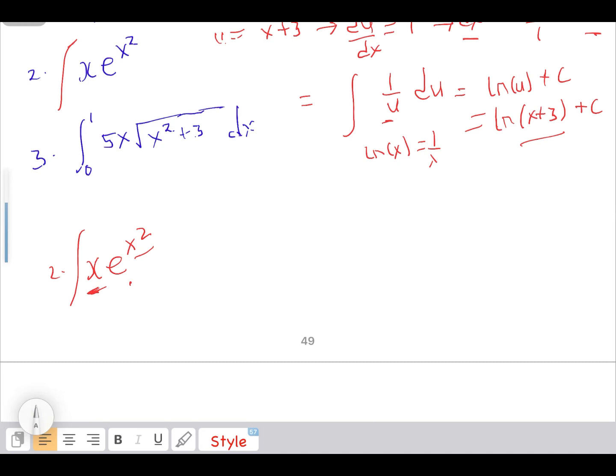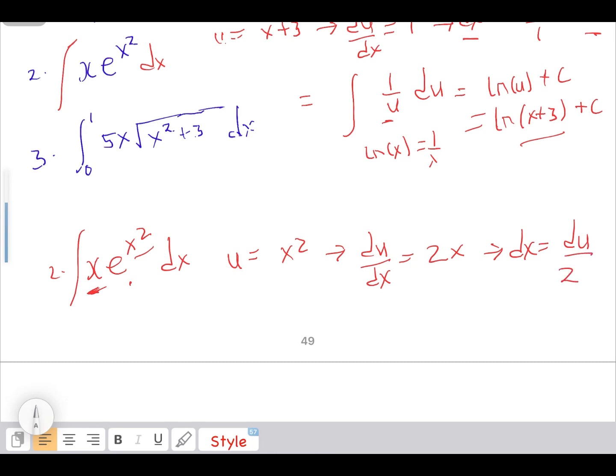So in doing so, we can say let our u equal x squared, and therefore our du dx is equal to 2x. Making dx the subject, because remember that there's a dx here, I forgot to bring it. So we can make dx the subject, and we are going to get dx equal to du over 2x.